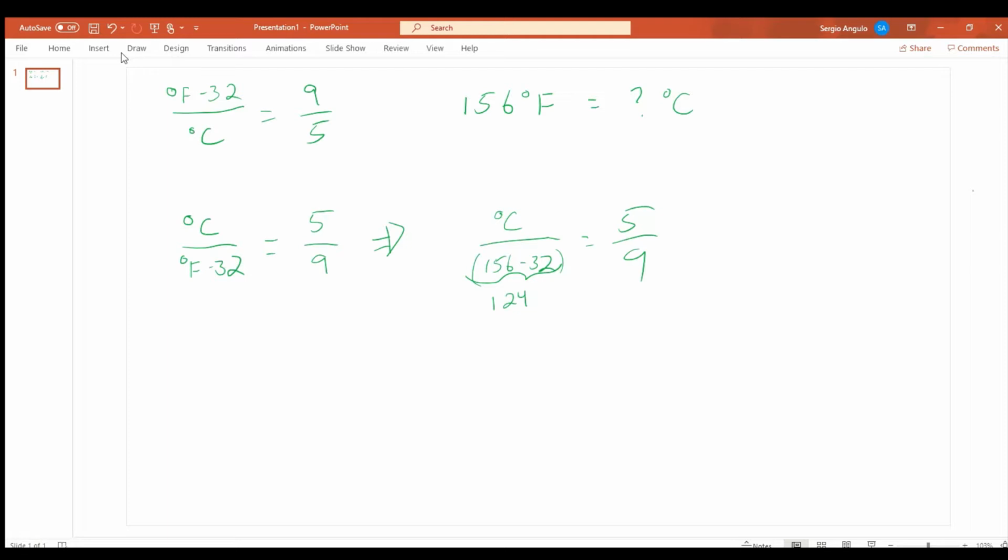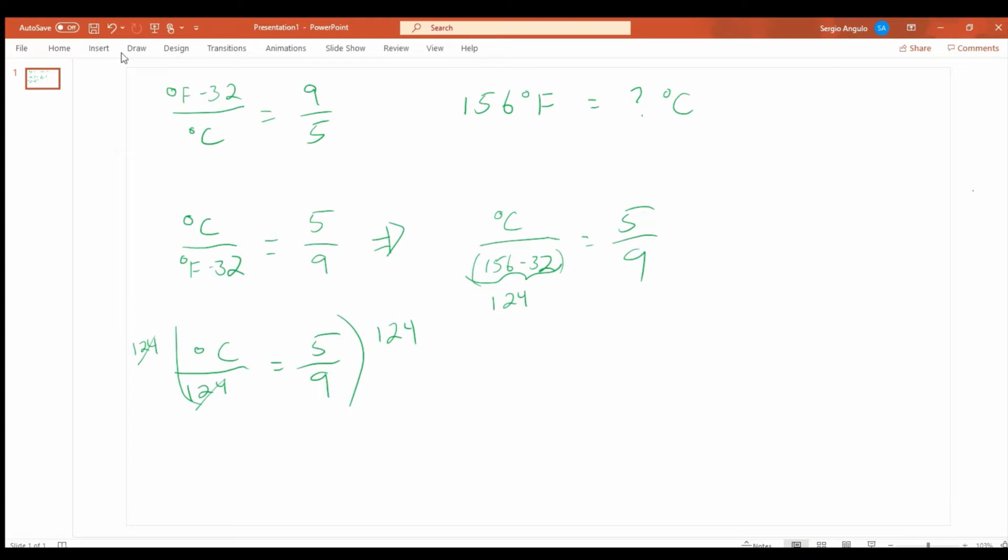Now, in order to find out what the Celsius temperature is, let me rewrite this just so it doesn't look confusing. So degrees Celsius over 124 is going to be equal to 5 over 9. Now, to solve for degrees Celsius, all I have to do is get degrees Celsius by itself, which means I need to get rid of the 124 on the left-hand side. Since it's in the denominator, we multiply it to the numerator on this side, so it cancels. And since we multiplied it on the left, we have to multiply on the right. Multiply it by 124, so 5 times 124 divided by 9.